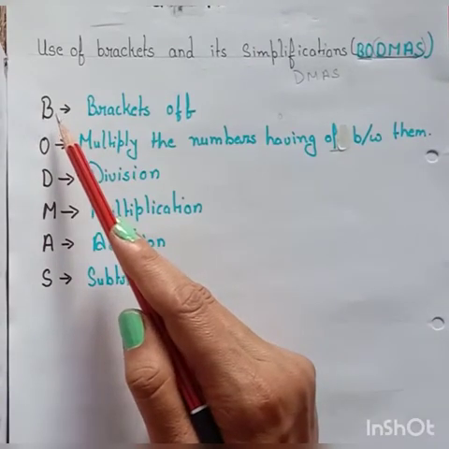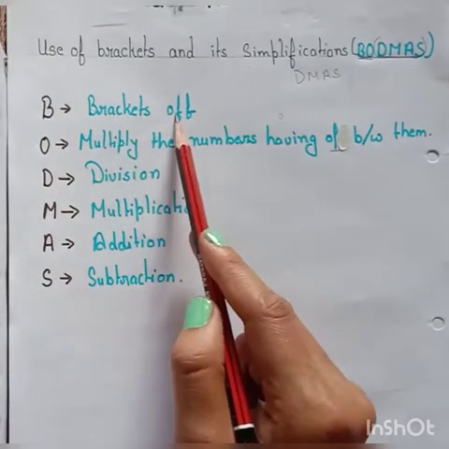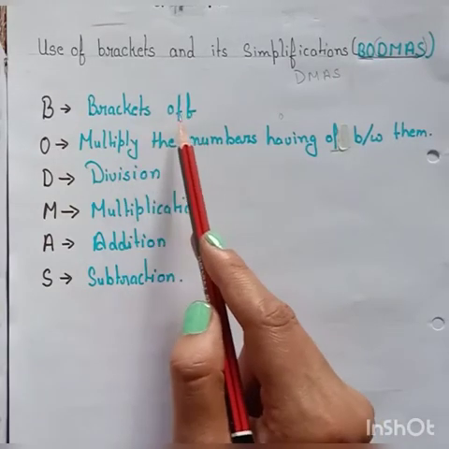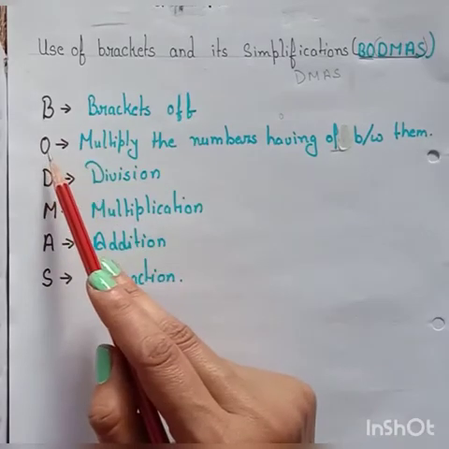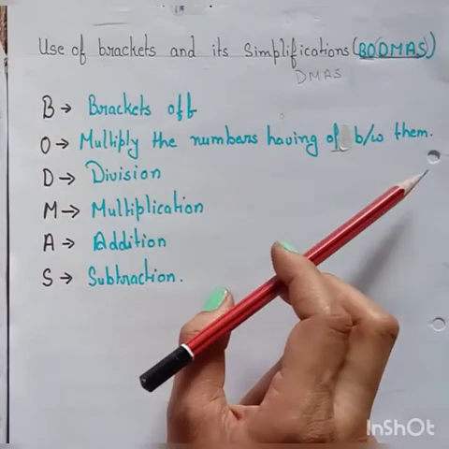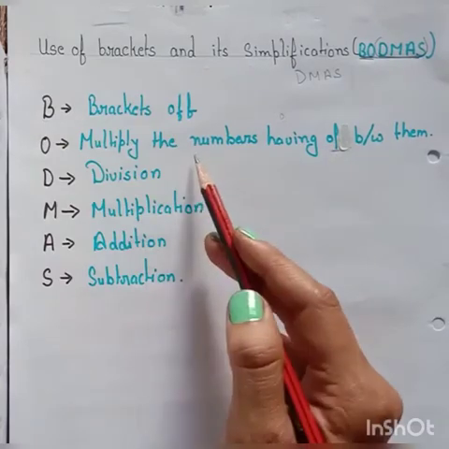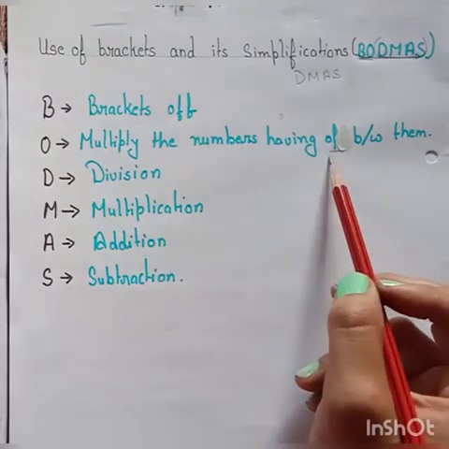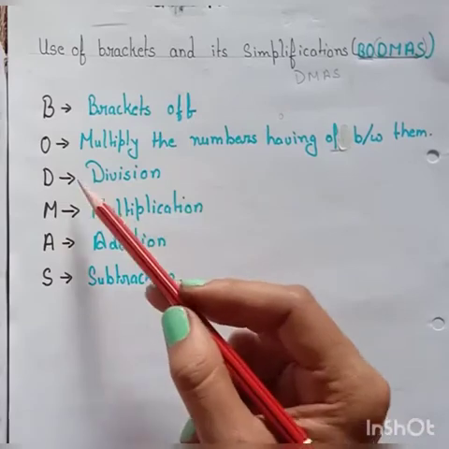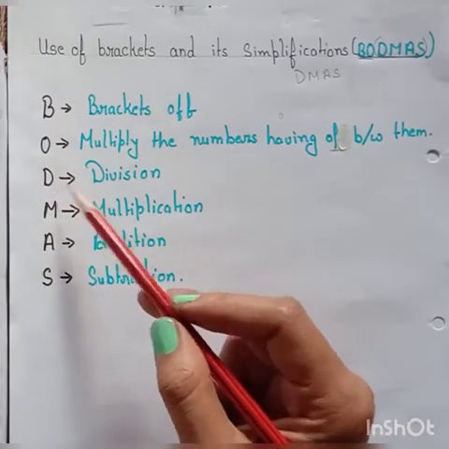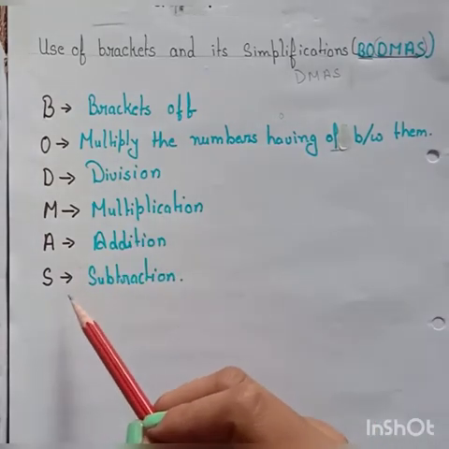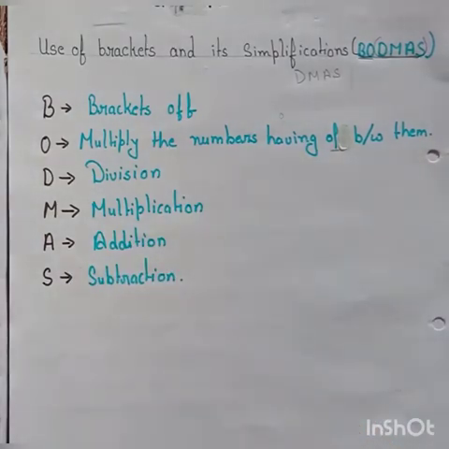I have written here. B stands for bracket of. It means whenever you have to simplify a numerical expression, you have to solve the bracket first. Second is O. O stands for multiply the numbers having "of" between them. It means if there are two numbers and they have "of" between them, then after solving the bracket, you have to multiply them. And the rest part we have done. D stands for division, M stands for multiplication, A stands for addition, and S stands for subtraction.